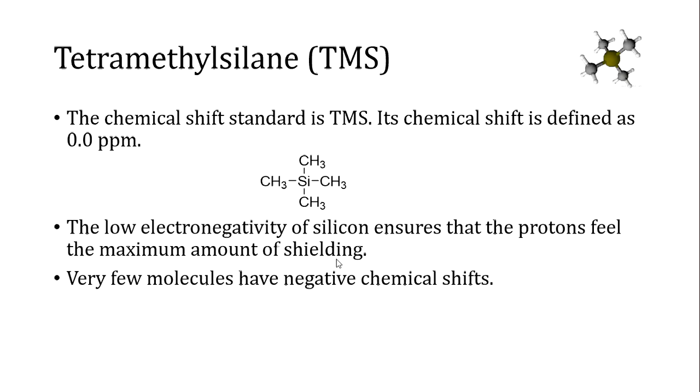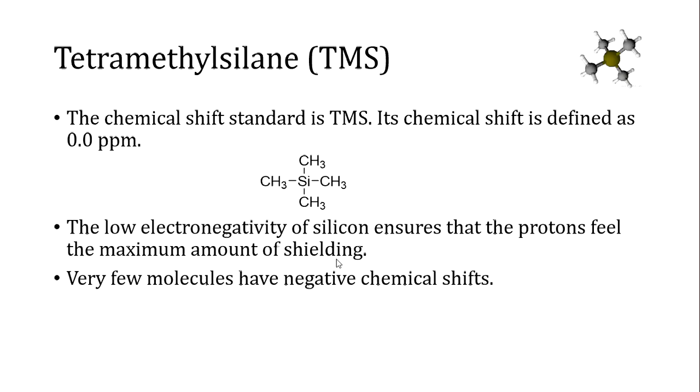The internal standard used for nuclear magnetic resonance spectroscopy is called tetramethylsilane. It's an organic molecule that has 4 methyl groups off of a silicon atom. And this is the internal standard used for hydrogen NMR and also for carbon NMR spectroscopy, and we'll get to that in a later video.